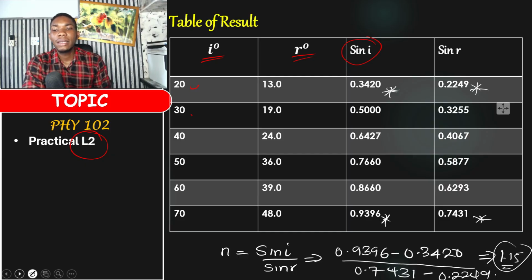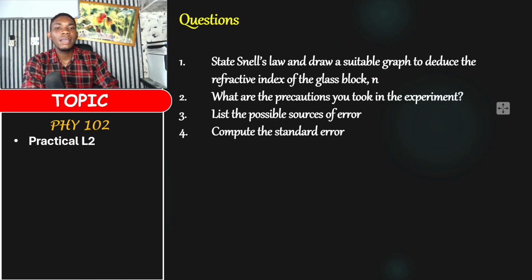Now let's see the question here. It says state Snell's law and draw a suitable graph to deduce the refractive index. Now Snell's law states that the sine of the incident angle to the sine of the refracted angle are constant for a given pair of media. In other words, Snell's law says that n is equal to the sine of the incident angle to the what? The sine of the refracted angle. That's what I just stated.